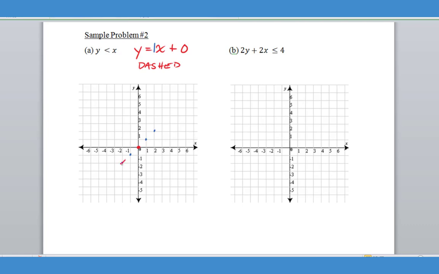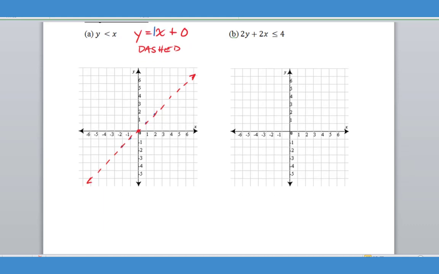Now this is going to be a dotted or dashed line, so I'm going to do my best to freehand that. You should be using a straight edge. You'll be using your ID as your straight edge when you do the graphing. I've got the line. I've got a dashed line. Now I just need to test a point.